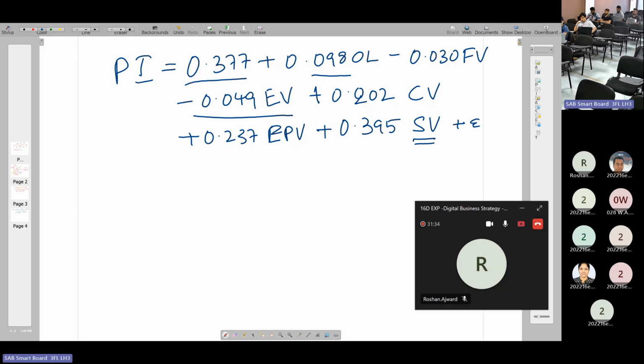How can you interpret this one? Functional value. If you increase the functional value by one Likert scale, then what happens to your purchase intention? Your purchase intention goes down because it's minus, by 0.030 Likert. Because all these are measured in Likert scale, right? So you have to keep that in mind. Okay, so that's what you have to understand.